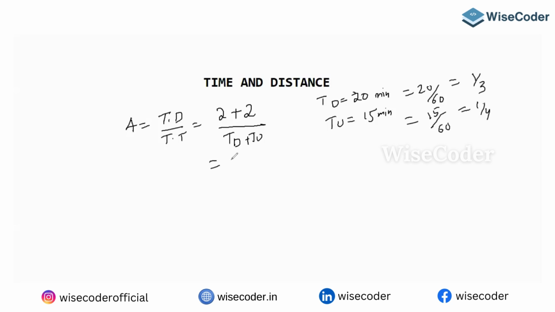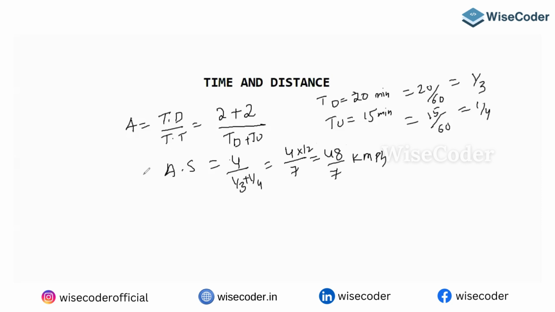So 1 by 3 plus 1 by 4, the LCM is 12, that will give you 7 by 12. So 4 divided by 7 by 12 is 48 by 7. This is in kilometers per hour. So this is your average speed, 48 by 7.